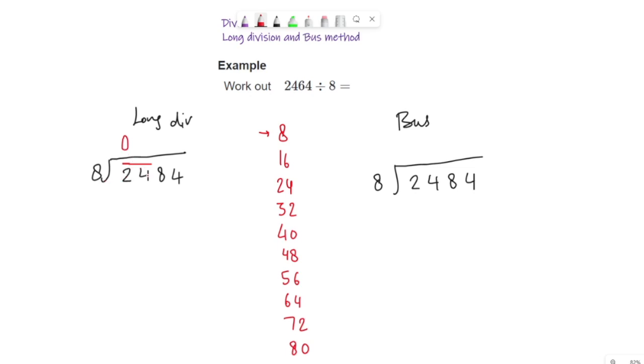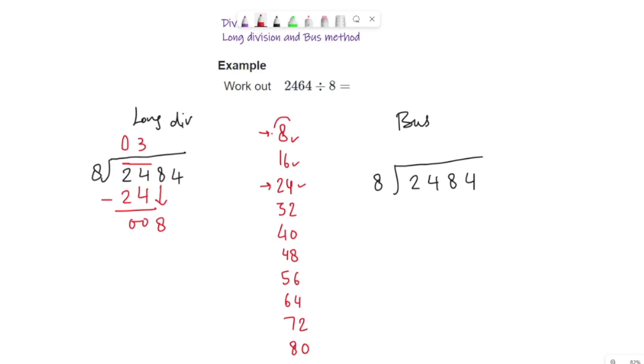How many 8 will go in 24? I think I can see 24, so it's 1, 2, 3. 3 8s give you 24. Now we will minus it, to check do we have any remainder. 24 minus 24 is 0, there is no remainder. Now we need to bring the next value down, which is 8, and we will check how many 8 gives you 8.